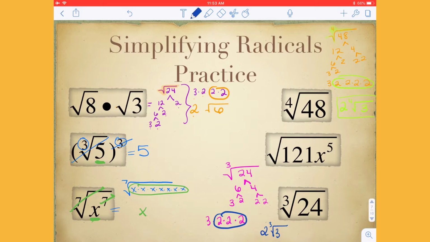And I just want you to notice how that looks a lot different than the first solution we came up with when we had the square root of 24. So your index value truly does impact the problem that you're working on.